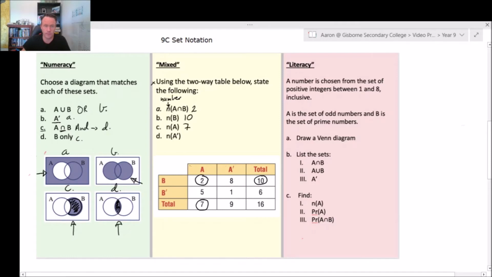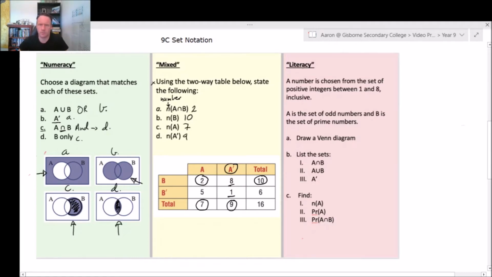And all of the things that aren't in A. In a two-way table, they're highlighted here. That one there is everything that's not in A. So some of them are common to B, some of them are in neither A nor B. So we have 9 there.